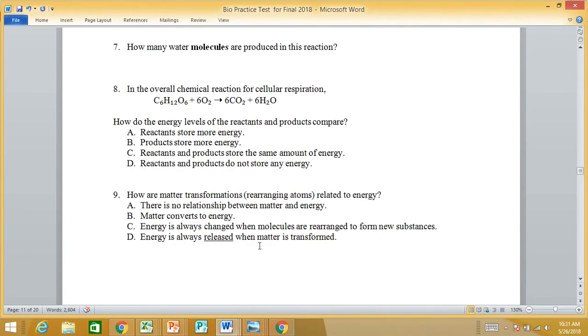Now, again, looking at the chemical reaction for cellular respiration, how do the energy levels of the reactants and products compare? So remember, the reactants store more energy, and we know that's true because they have glucose, and glucose has that potential energy. So for cellular respiration, the reactants are storing the energy, and that's what our glucose is doing. It's storing energy. We release it during cellular respiration.